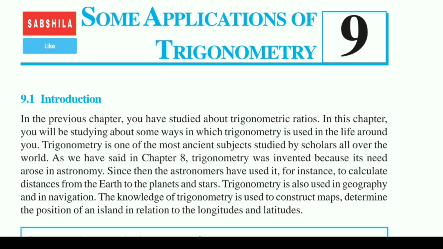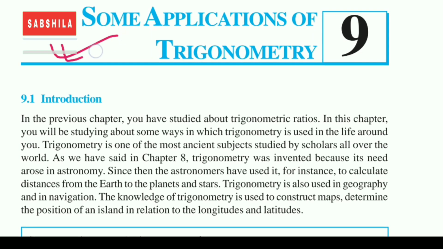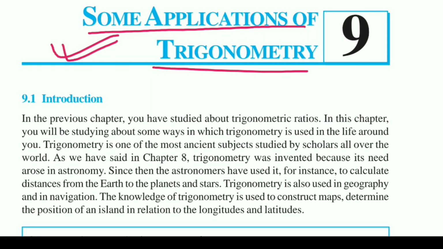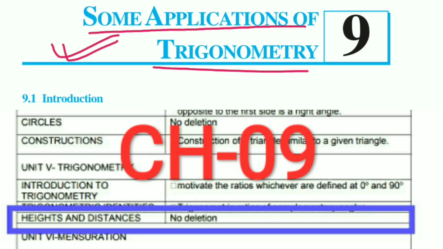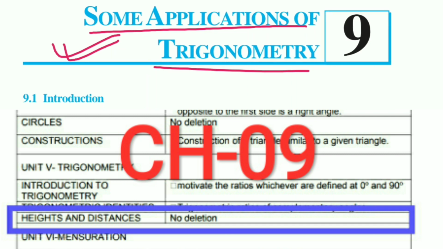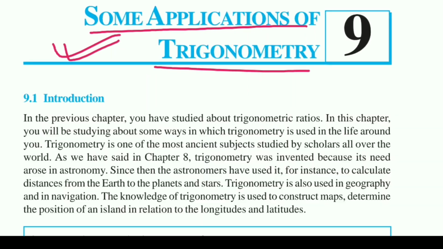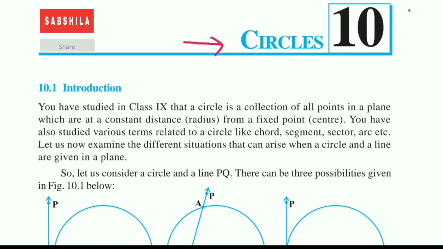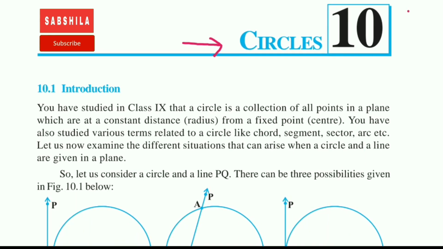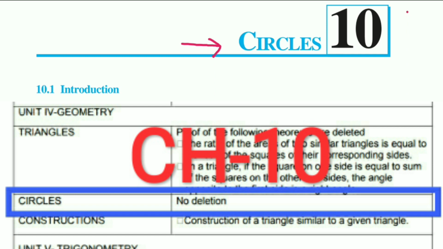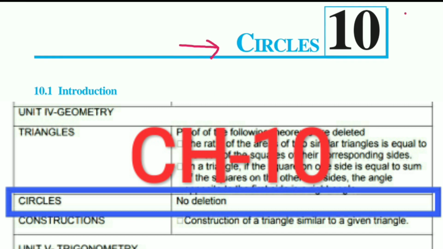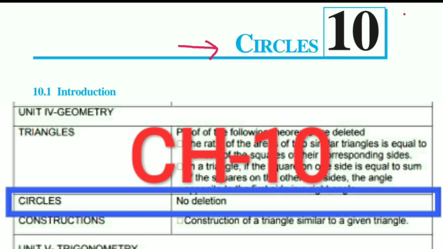If we talk about chapter number 9, that means some applications of trigonometry, you have to read all the exercises of this chapter because nothing is deleted from it. This chapter is called height and distance also. If we talk about chapter number 10, that is circles, you have to read the whole chapter because it has not been deleted from the new session, that is 2020-21. So you have to read all the exercises of circles.